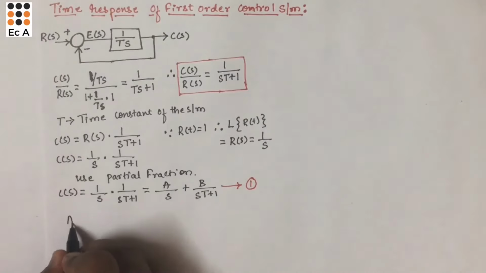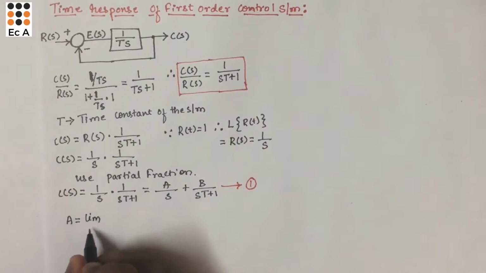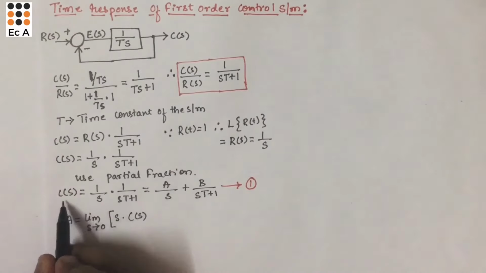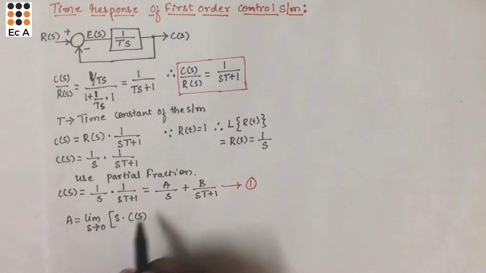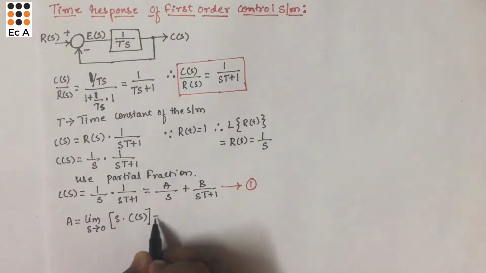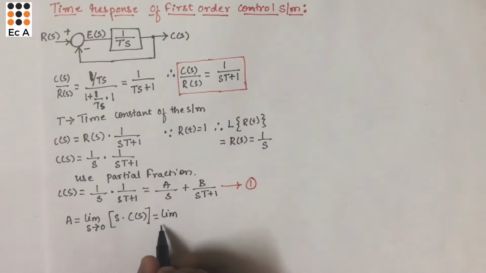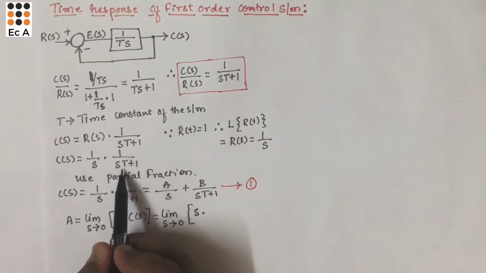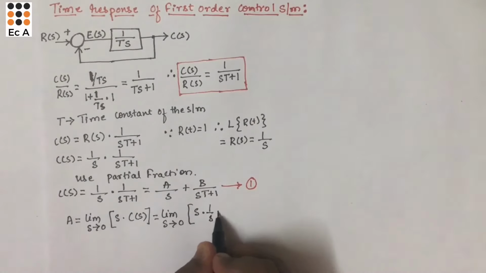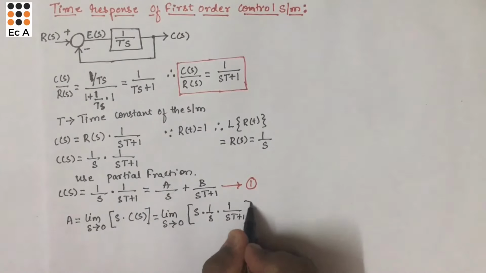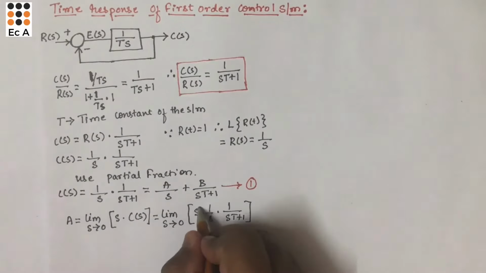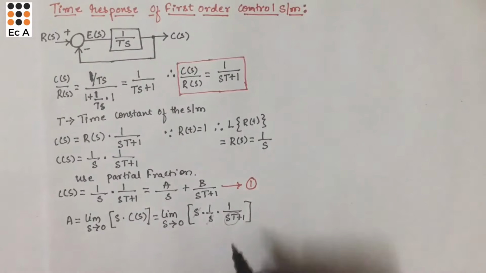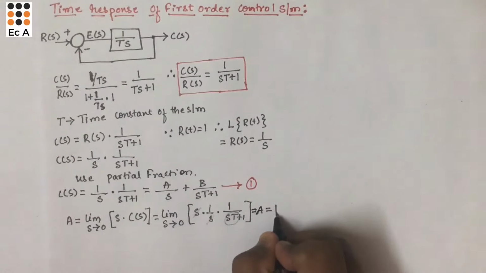From this equation we can find A, that will be equal to limit of s tends to 0 of s into C(s). So C(s) is equal to A/s, so we can write A is equal to s into C(s). So we can write this as limit of s tends to 0 of s into 1/s into 1/(Ts + 1). From this equation we can cancel out these two s. If we apply limit s equal to 0, this term will become 0. So we can write A is equal to 1.